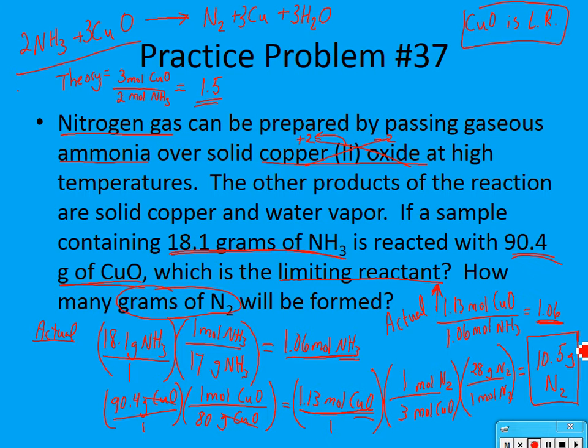Okay, that's a lot of work, isn't it? Yes. Let me ask you this question. If I would have used ammonia to figure out how many grams of nitrogen we'd make, would it be more or less than this 10.5 right here? It'd be more. This is our NH3 is the excess.